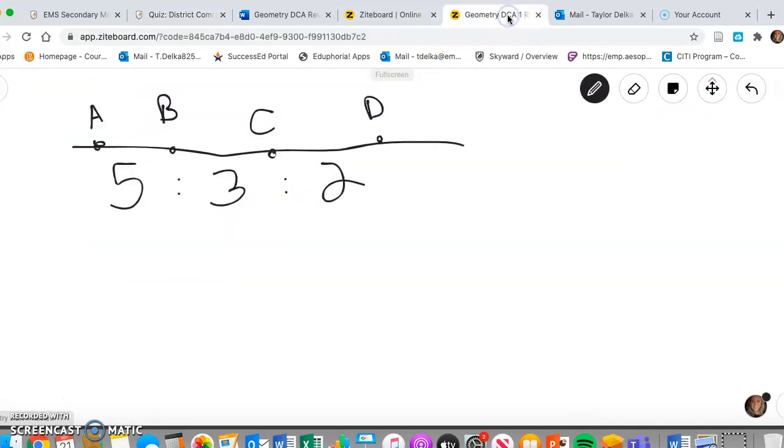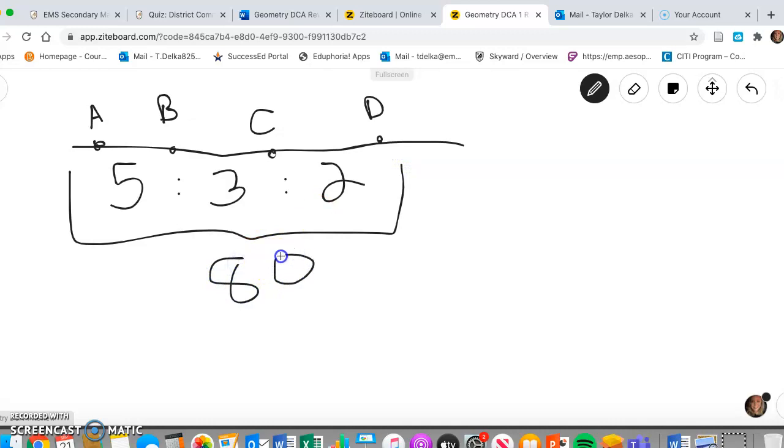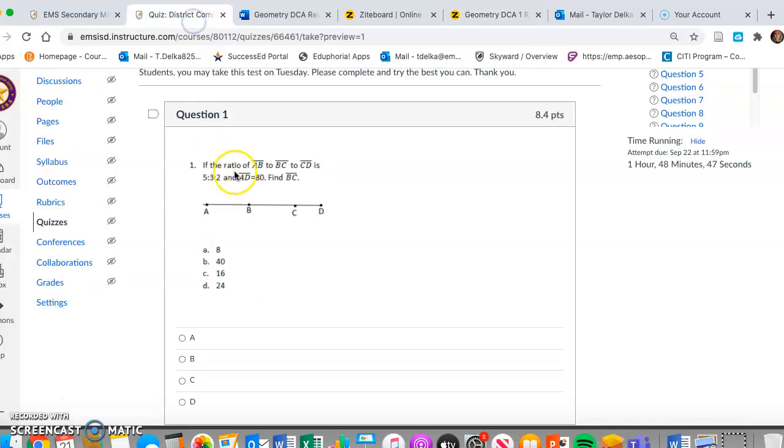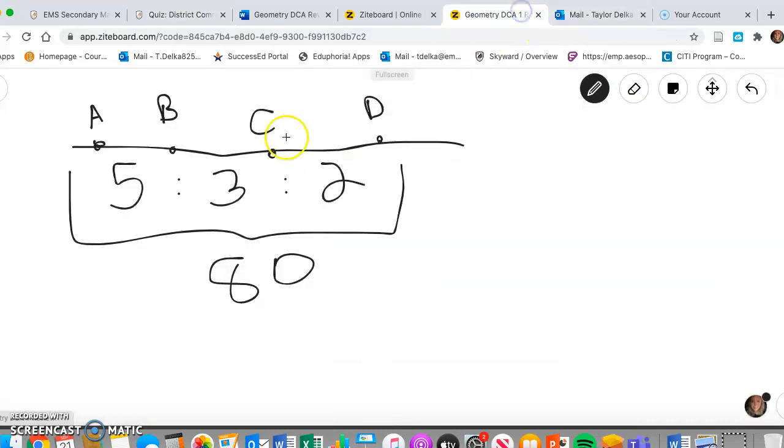So a ratio is just a scale. And they're saying all of this right here is 80. So then they tell us in that question, find B to C for the line segment. All right, so they want to know this right here, what is just this one? Put a little question mark. So we got to set this up.